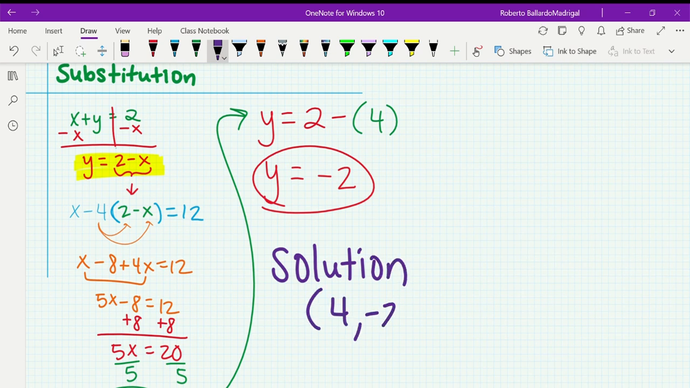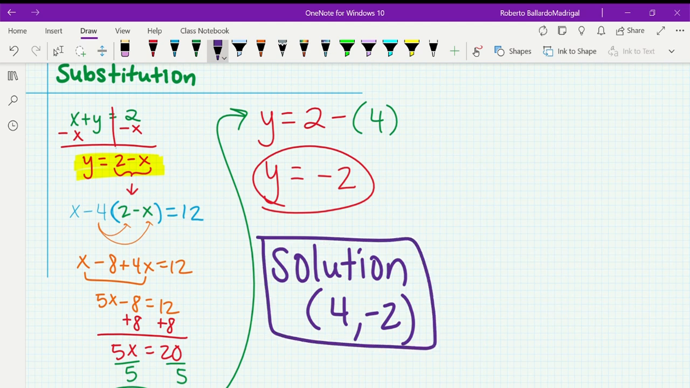Four comma negative 2. This is what I want to see as your final answer. I want to see that statement: Solution, and then the coordinates. You're putting the x followed by the y.